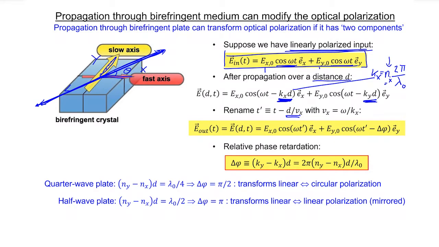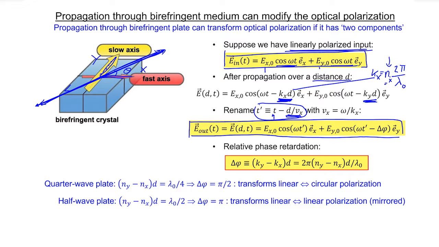And to clean up this expression, you can introduce a new time, shifted with respect to the old time by the propagation time through the crystal for one of the two polarizations, and then you find that the field at the output has, if you decompose it into the two components, slow axis, fast axis, the amplitudes along these axes of course do not change, but one of the polarization components acquires a phase delay with respect to the other, because it propagates at a different speed.